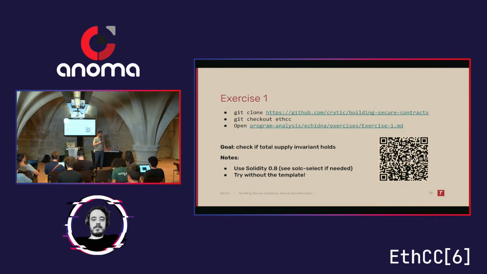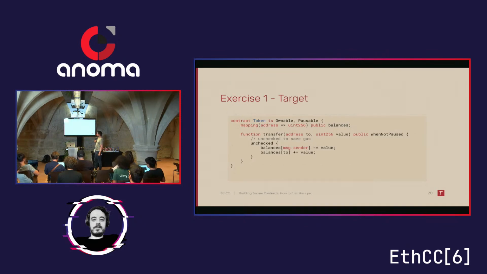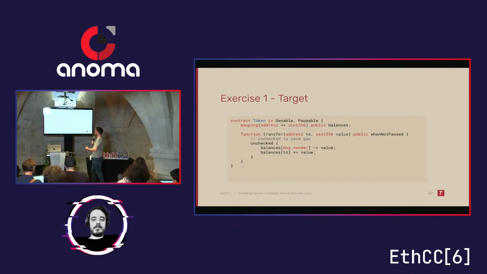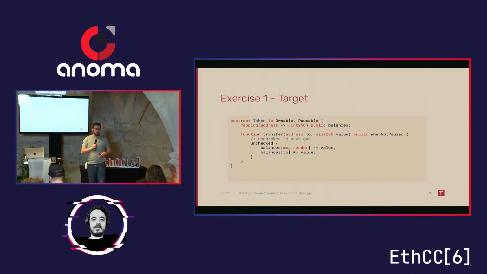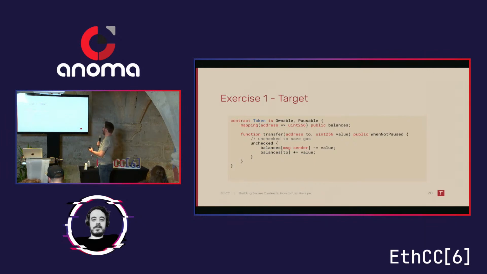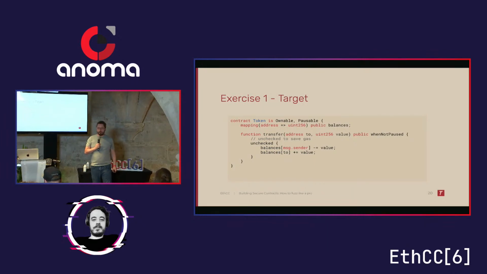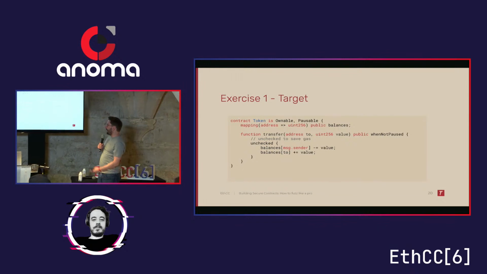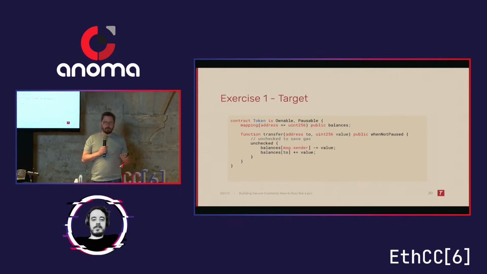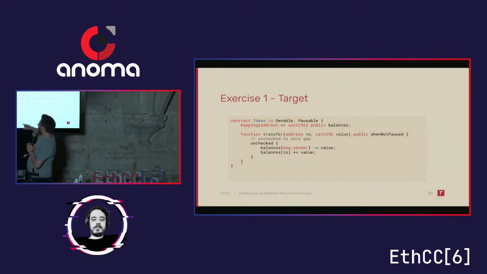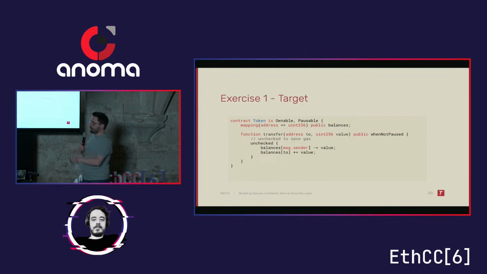Okay, let's see the solution. For this exercise, we have this target contract. It's a token, and it has a transfer function. Most likely you can spot the bug here. There is an unchecked block and there is a subtraction, so you can have an underflow. At this line, if you try to transfer more tokens than your actual balance, this is going to underflow and you're going to have a really, really big balance.